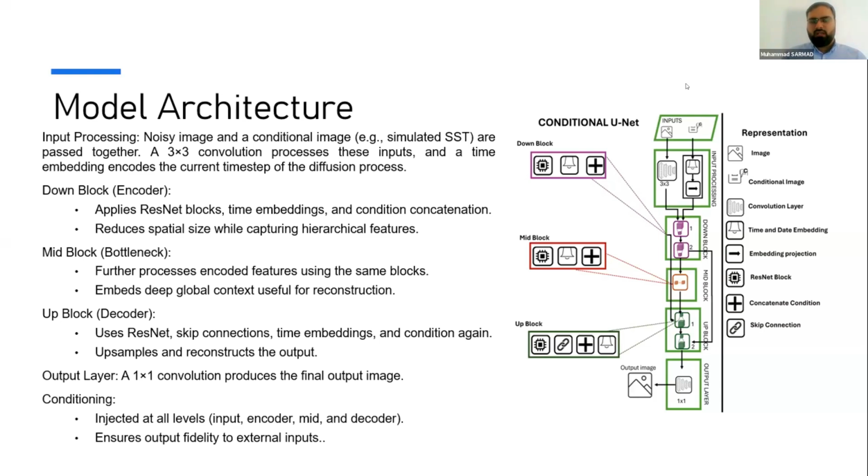And then we move on to the bottleneck mid block, which also implements all three steps: ResNet block, time embedding, and conditional concatenation. Moving forward, we use the up block. In the up block, we use all three of the above, ResNet, time embedding, and conditional again, but also we use skip connections this time. And then our output layer gives us the output, and the conditioning is injected at all levels, ensuring output fidelity to the external inputs.